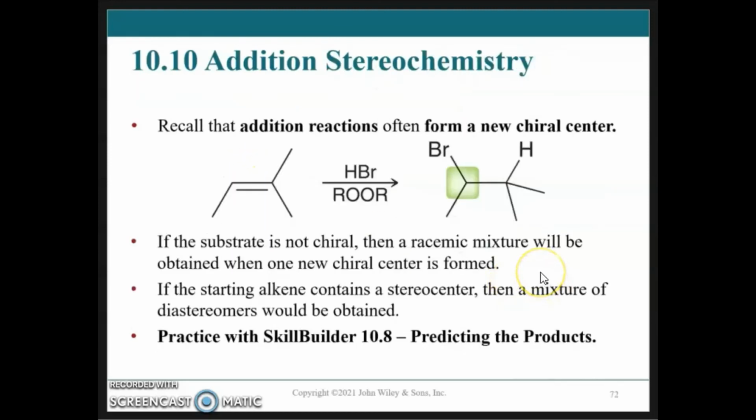Now, a reminder about stereochemistry. When we have addition reactions, we often form a new chiral center. So if the substrate wasn't chiral, then we're going to have a racemic mixture from that new chiral center. If our alkene contained a stereocenter, then we're going to obtain a mixture of diastereomers from that addition.